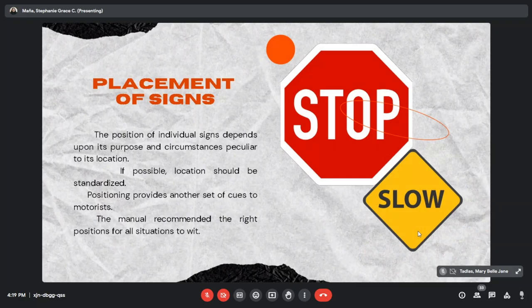So, placement of signs. The position of individual signs depends upon its purpose and circumstances peculiar to its location. If possible, location should be standardized. Positioning provides another set of cues to motorists. So the manual recommends the right positions for all situations, to wit. Like what Juliana mentioned earlier in her report, you should be mindful in placing the signs. Is it clear, is it visible, and is its size suitable, is it too big or too small. So the standards mentioned earlier should be followed to make those informative signs. So next slide po.